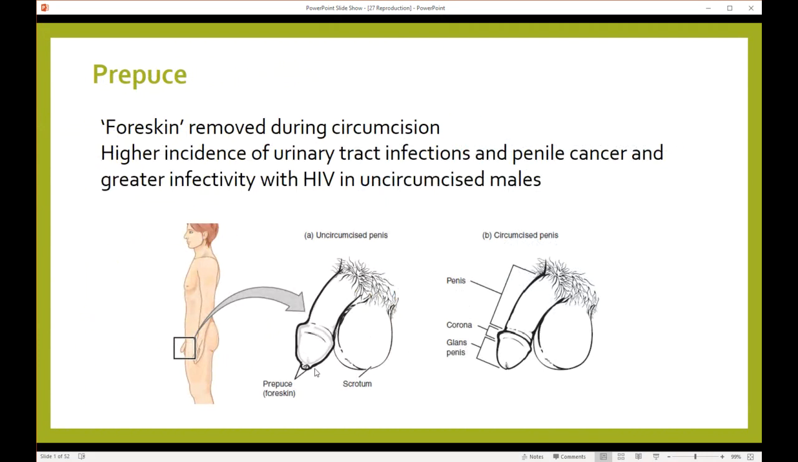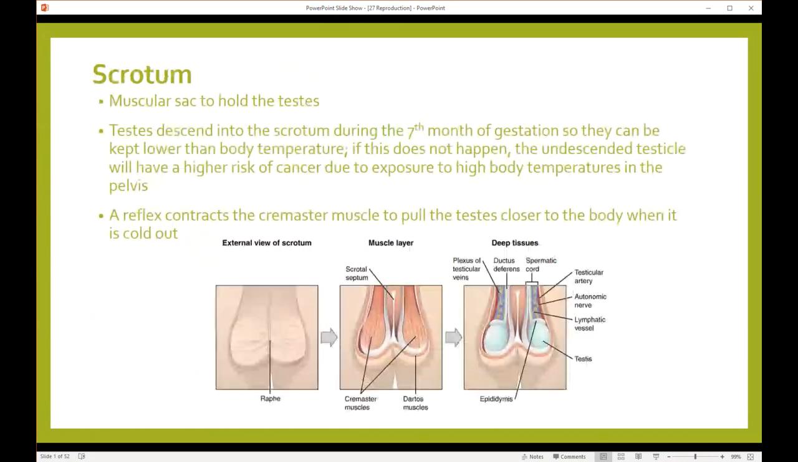So the prepuce is actually the foreskin, and that's found on uncircumcised males. Once circumcision has happened, they've just removed that prepuce or the foreskin. There's a higher incidence of UTI or urinary tract infections and penile cancer, and there can even be a greater infectivity with HIV in uncircumcised males.